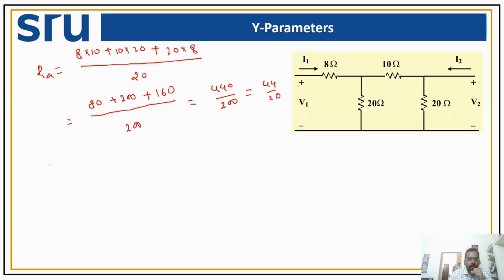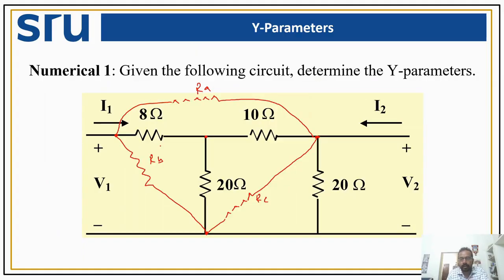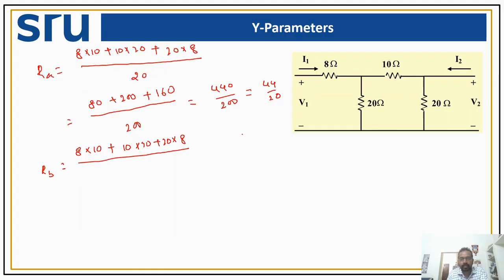Okay. Now let us compute for RB. So for RB also, the numerator will be the same. The sum of the product of two resistors, 8 into 10 plus 10 into 20 plus 20 into 8, divided by the opposite resistance. Where we have considered the RB here, the opposite resistance is 10. So divided by 10. Sorry, here it is 80 plus 200 plus 160 divided by 20, not 100. So it is 440 divided by 20, and 44 by 2. So you are going to have 22.